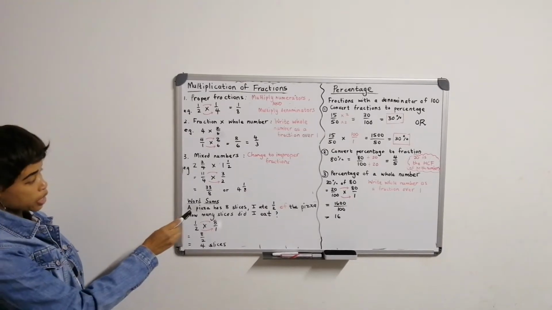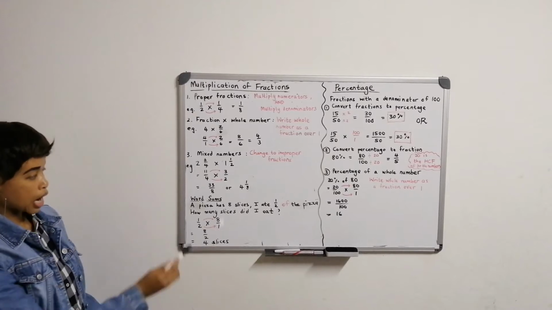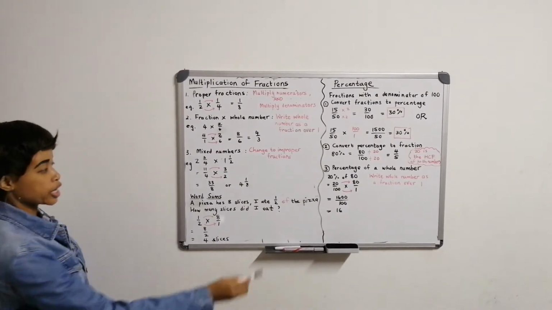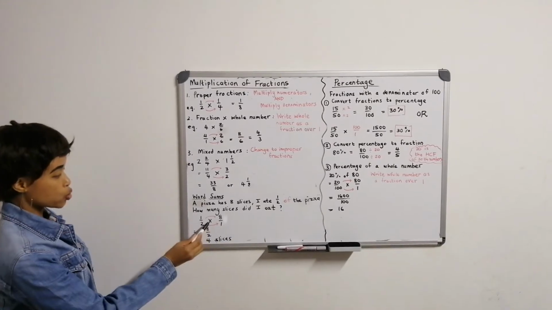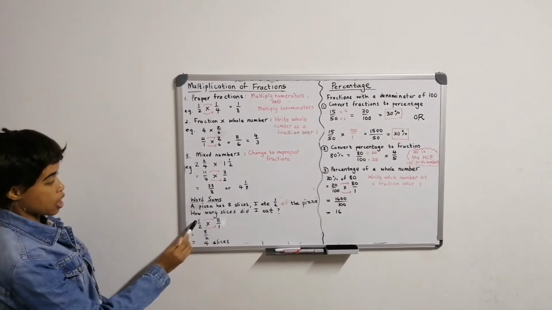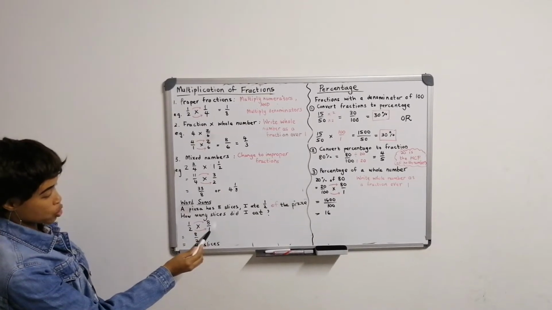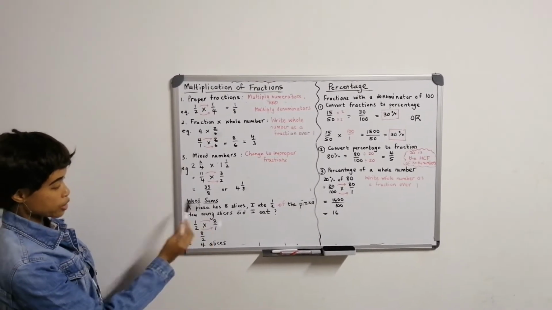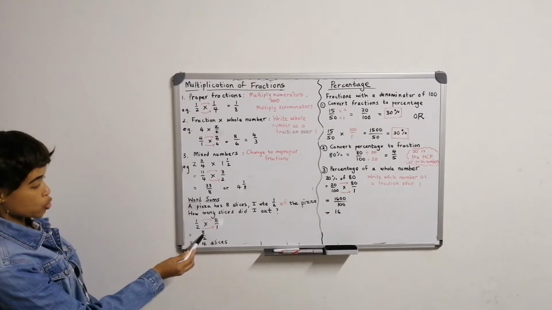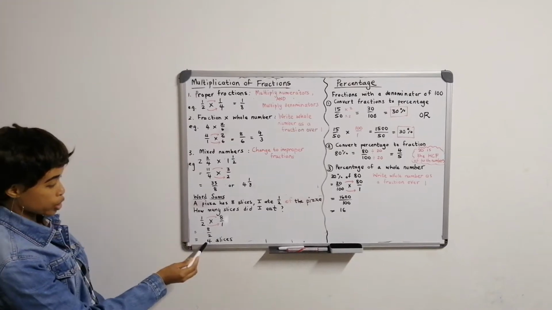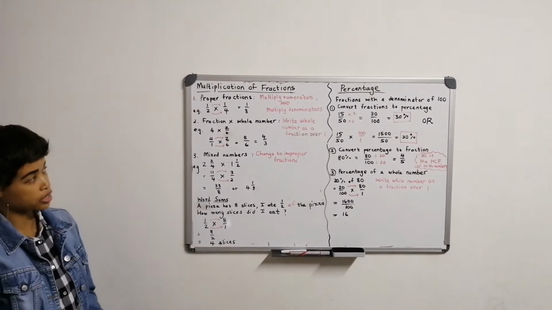An example, a pizza has 8 slices. I ate half of the pizza. How many slices did I eat? If you see half or a fraction of something, you know you need to multiply. So you take a half times by 8. You write your whole number as a fraction over 1, then multiply the numerators and multiply the denominators, giving you 8 over 2. If you divide 8 by 2, you get an answer of 4. So 4 slices, that's how many I have eaten.